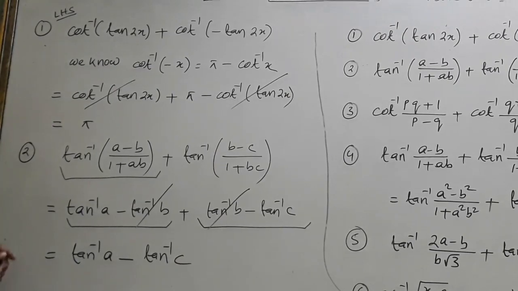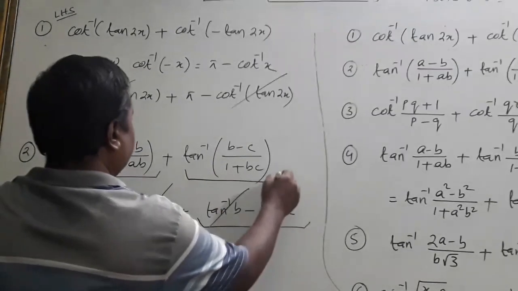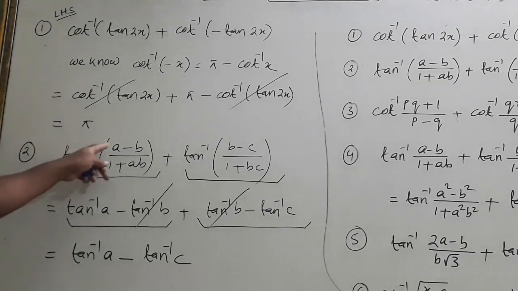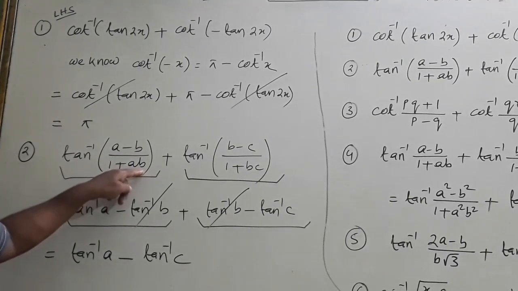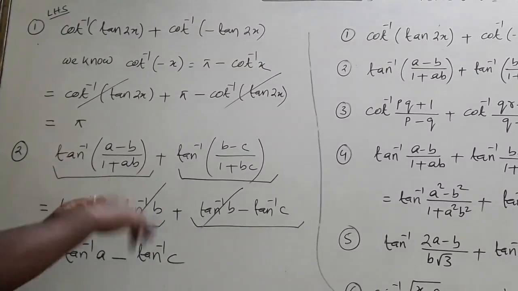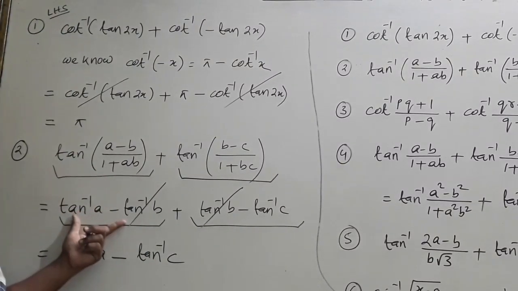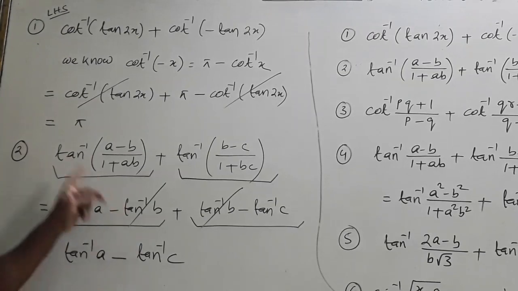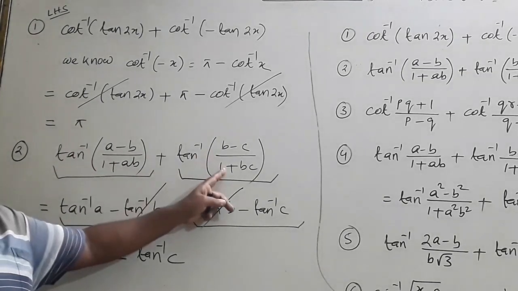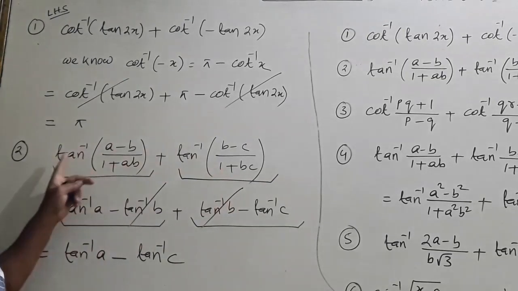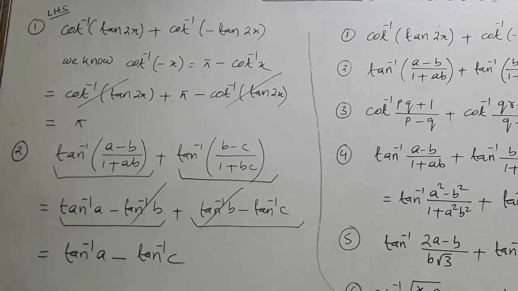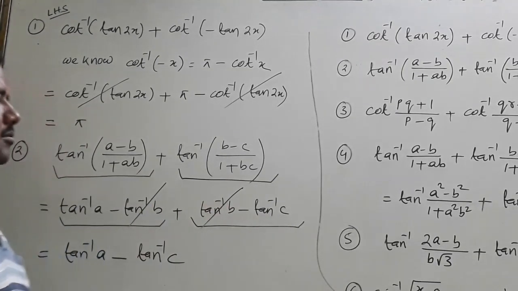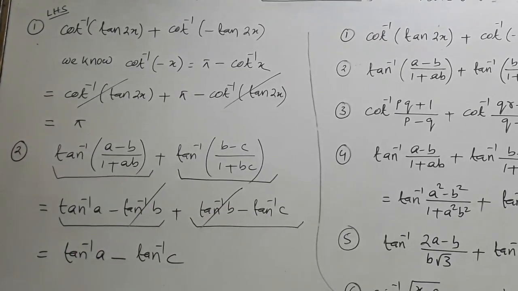Pi. Now applying this formula here, tan inverse of a minus b by 1 plus ab, I always tell you apply the formula from the right hand side. Don't apply tan inverse x plus tan inverse y, it will become very tedious for you. Okay. Tan inverse a minus b by 1 plus ab is tan inverse a minus tan inverse b, and that one tan inverse b minus tan inverse c. When you cancel, you get the right hand side.